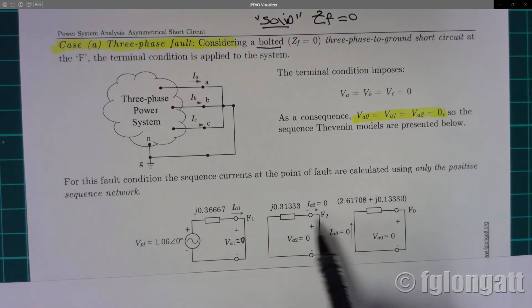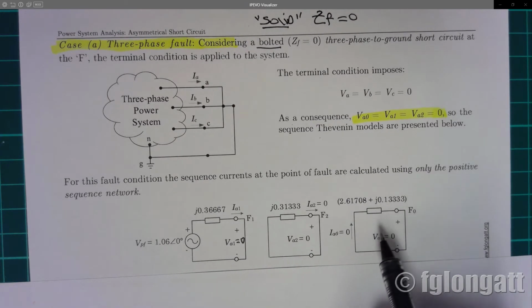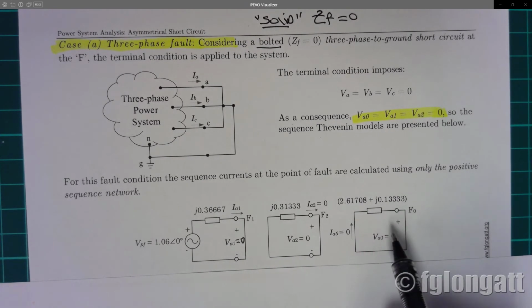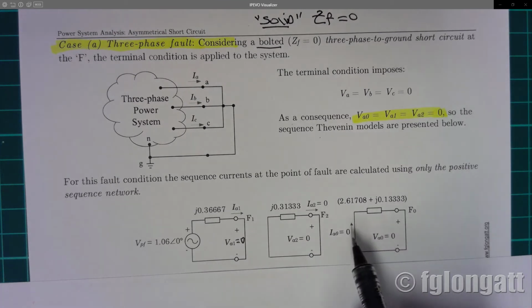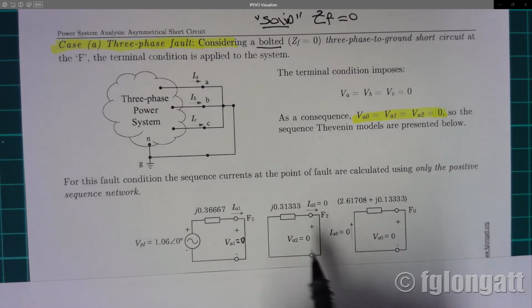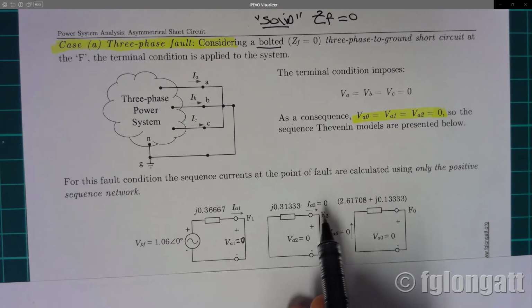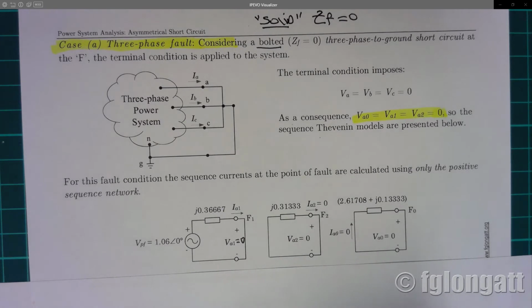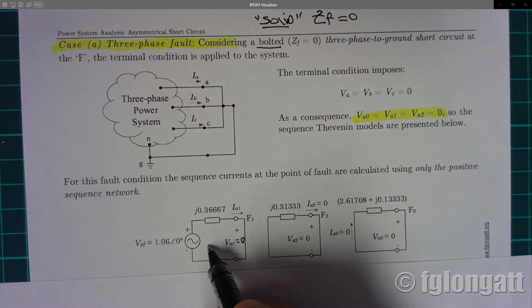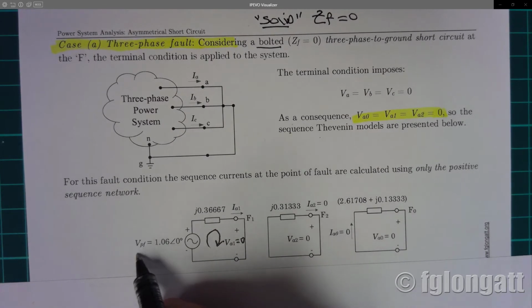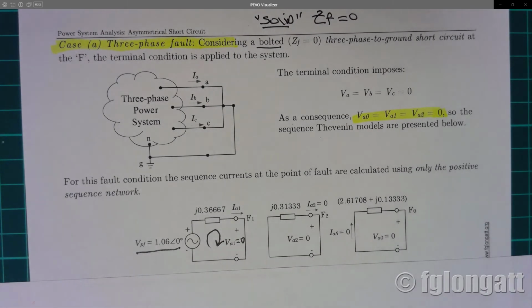in this case, we are closing loops. But in zero sequence, there are no voltage sources, and as a consequence, the zero sequence current is equal to 0. In the negative sequence, again, there are no voltage sources, and as a consequence, the current is 0. And the only place that we have active components and we have this voltage source is at positive sequence.